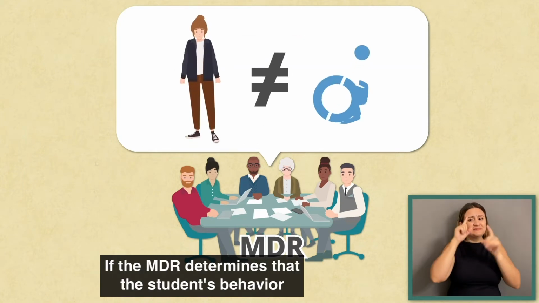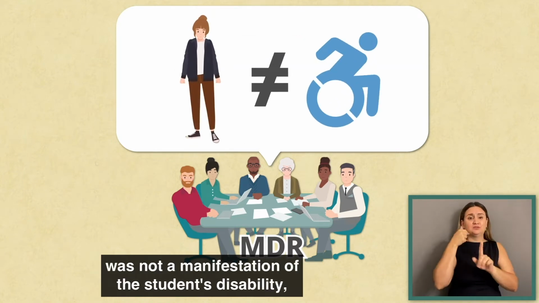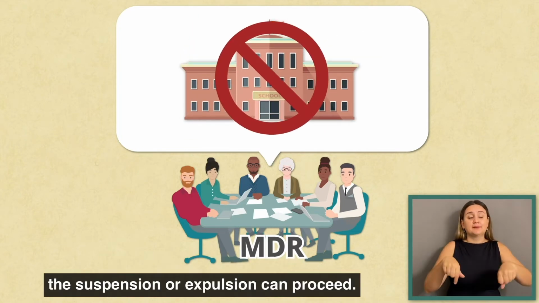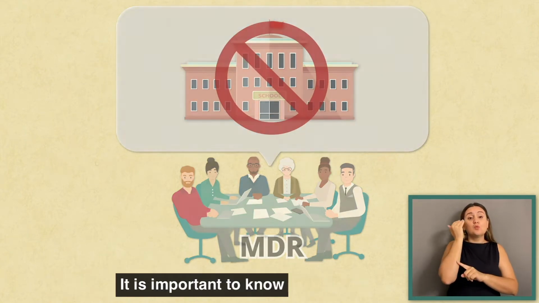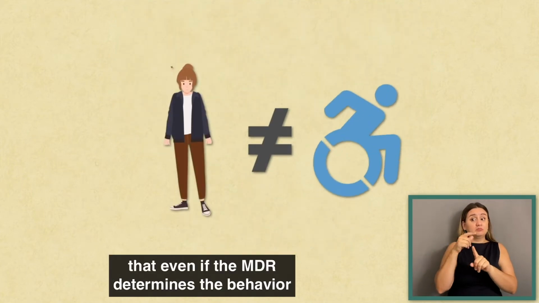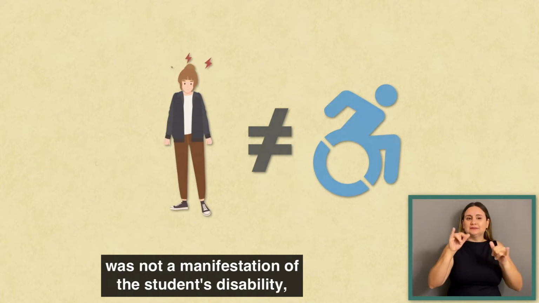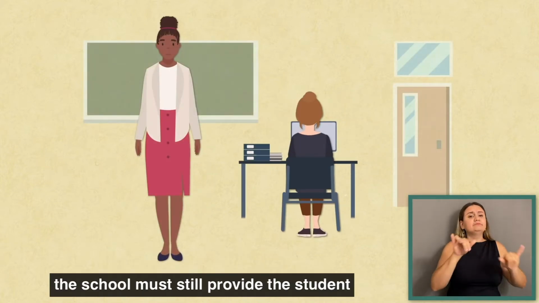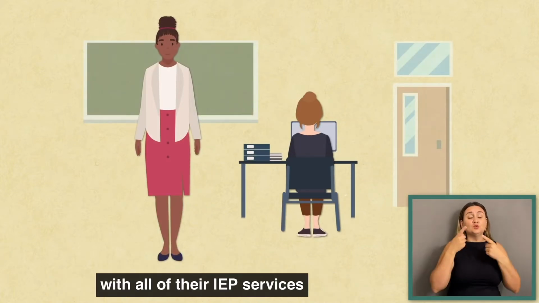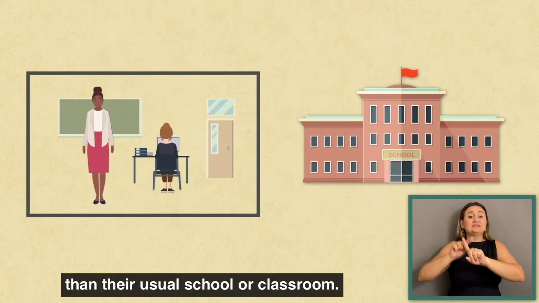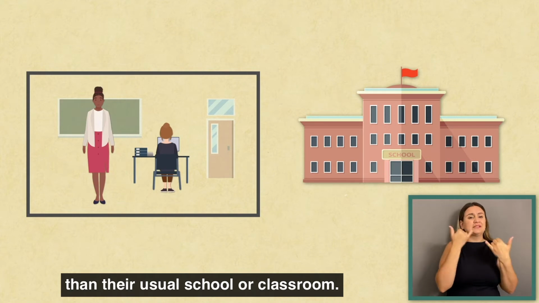If the MDR determines that the student's behavior was not a manifestation of the student's disability, the suspension or expulsion can proceed. It is important to know that even if the MDR determines the behavior was not a manifestation of the student's disability, the school must still provide the student with all of their IEP services during the disciplinary period, even if it is in a different environment than their usual school or classroom.